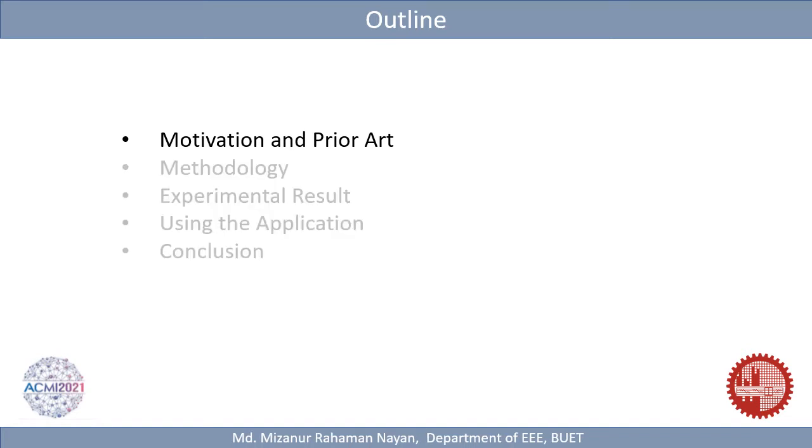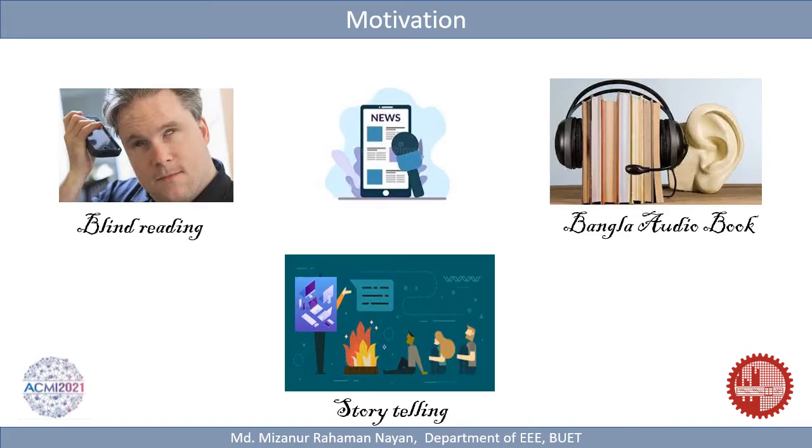Let's talk about motivation and prior art. Text-to-speech feature has become very popular nowadays. It helps blind people to listen to any book or any reading material. This feature is also very handy for storytelling and making audiobooks. Now people love to listen to a book instead of reading it. This application also helps to listen to a newspaper instead of reading it.